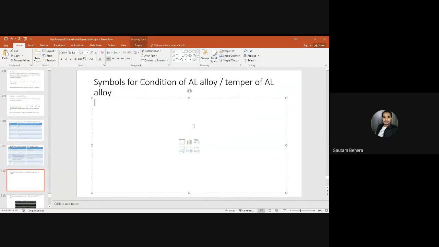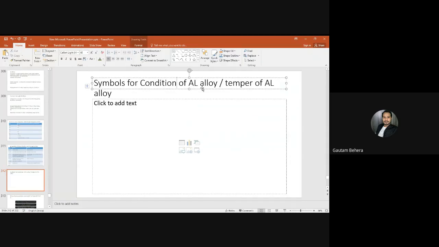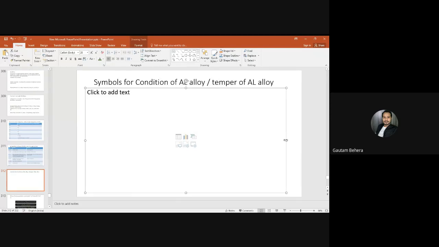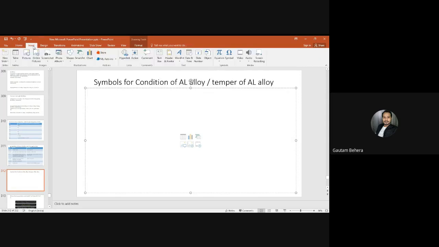So now we'll move to the next topic, that is symbols for condition of aluminum alloys, or some people call it temper of aluminum alloy. Suppose in the market, the aluminum alloys are sold in a code name, in a symbol name. So you have to remember those codes or symbols for a definite condition of aluminum alloy, right? We'll discuss that.